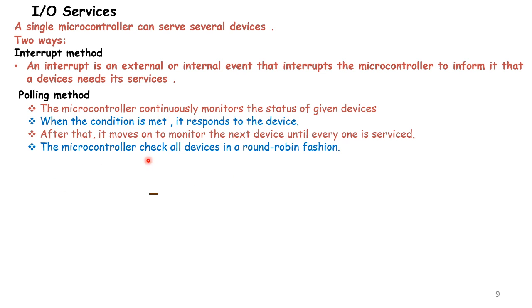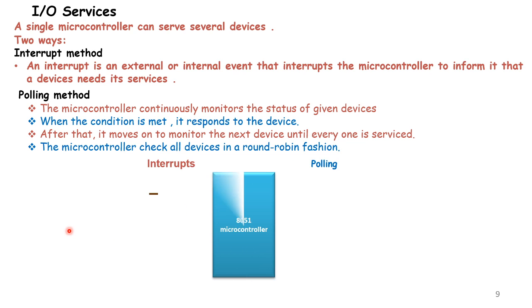The microcontroller checks all the devices in a round robin fashion. Now, this diagram shows the input output service using interrupt and polling. So in interrupt and in polling, how is the microcontroller attended?